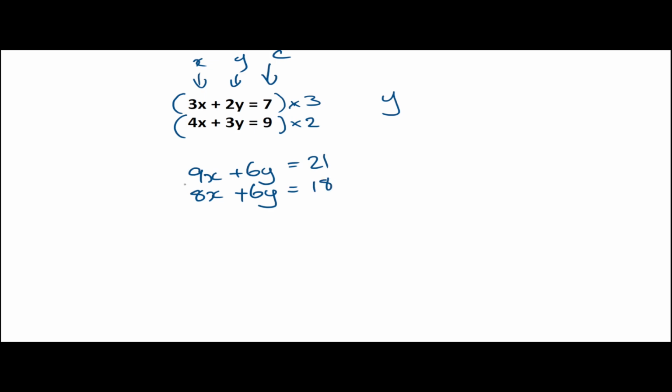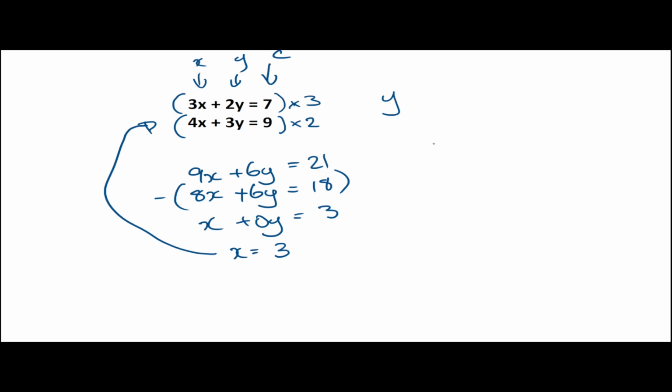So these are the same signs, so I'm going to subtract because we want to get that to 0. So 9x minus 8x is 1x. 6y minus 6y is 0y. 21 minus 18 is 3. So x equals 3. Now we know what x is, we can just substitute that into one of these equations.